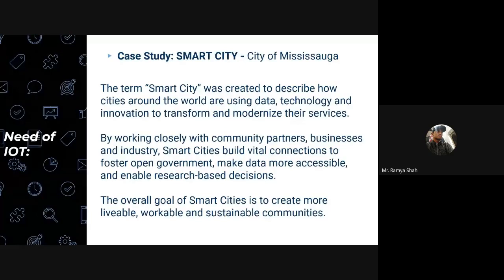I'll be coming to a video demonstration of the same, but I'll just go through the lines of it. The term smart city was created to describe how cities around the world are using data, technology, and innovation to transform and modernize their services. By working closely with community partners, business, and industry, smart cities build vital connections to foster open government, make data more accessible, and enable research-based decisions. There are a few limitations, a few cases which they haven't revealed, but I'll try to reveal a few of them during my session. Let me just lead you through a small demonstration of a video about the smart city.